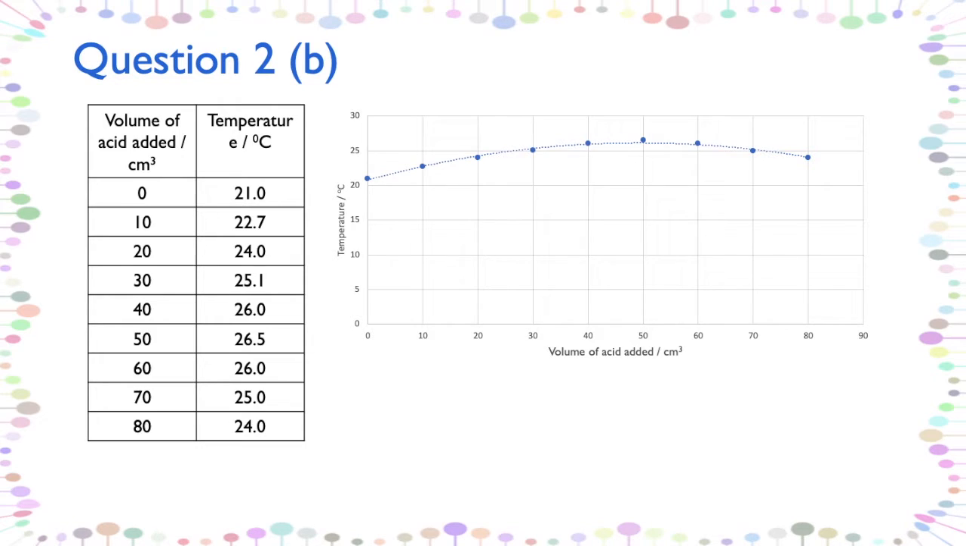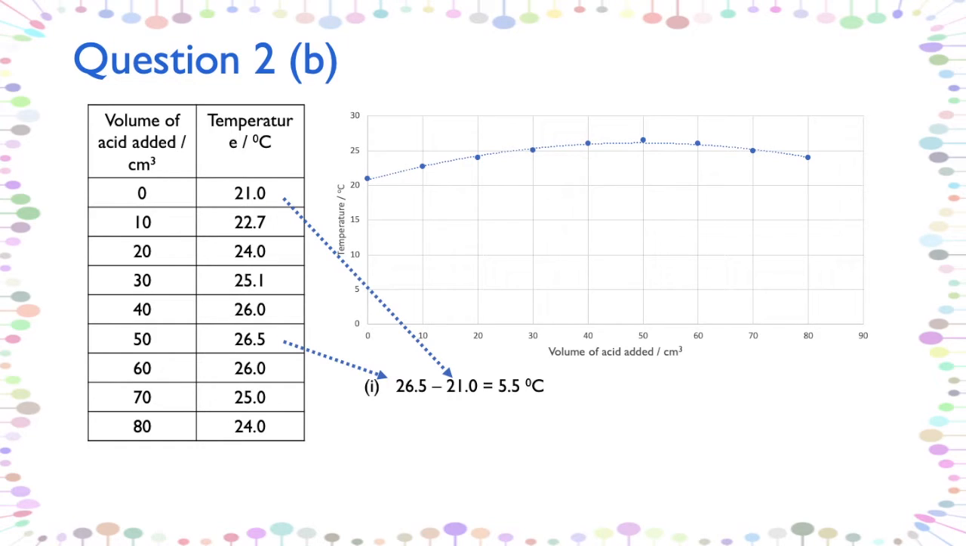So let's answer 2b. For 2b part one, you would have to have got the maximum temperature rise during the experiment. So we would need to have found the highest and lowest temperature. As you can see here from our table, the highest temperature was 26.5 and the lowest temperature was 21 degrees. So if you do 26.5 minus 21, that is 5.5 degrees C.